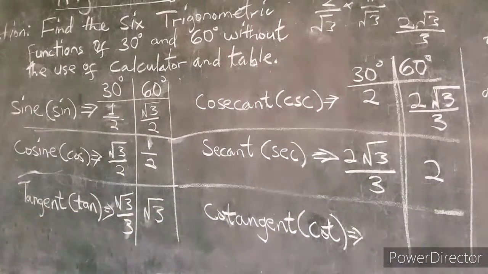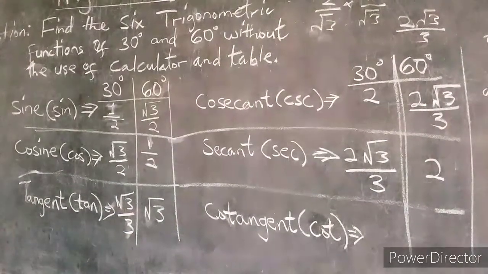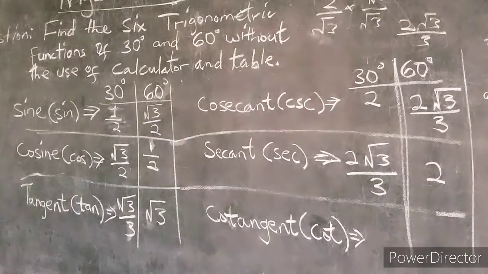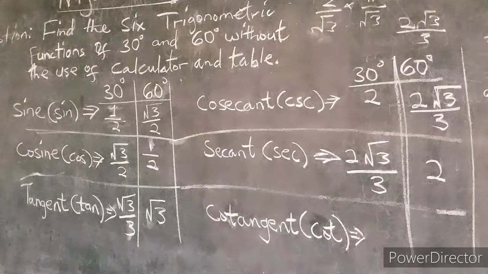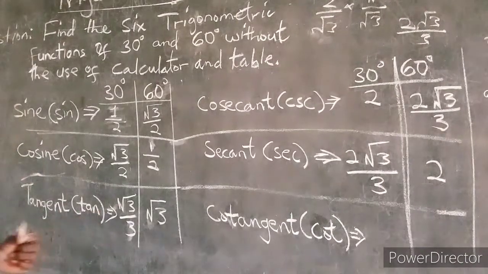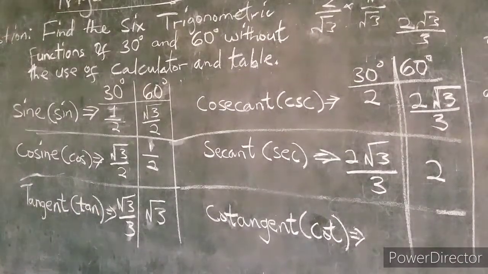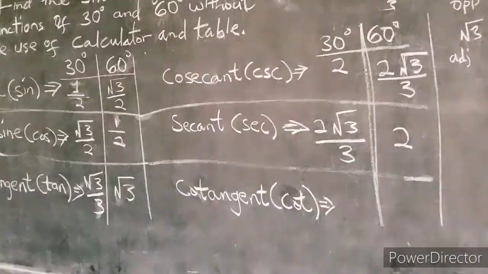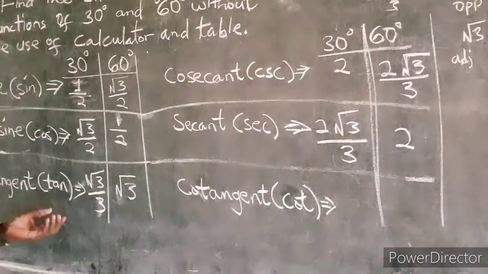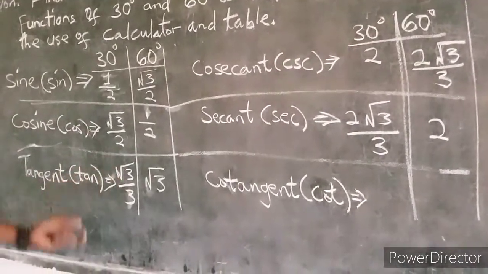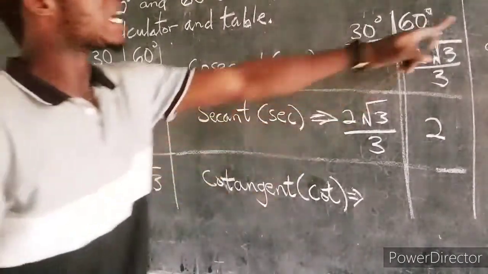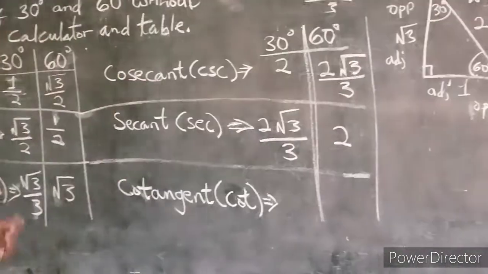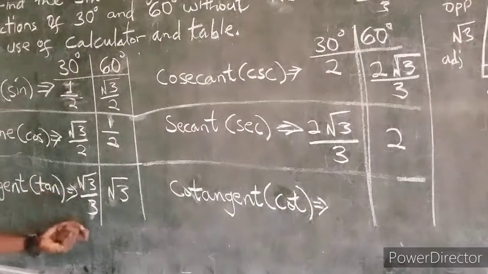Cotangent is the opposite of tangent. Since tangent is opposite over adjacent, therefore cotangent will be adjacent over opposite. So it's very easy to understand. So since tangent is opposite over adjacent, that's why we saw tangent 30 degree to be 1 over the root of 3, and 1 over the root of 3 gives us the root of 3 over 3.